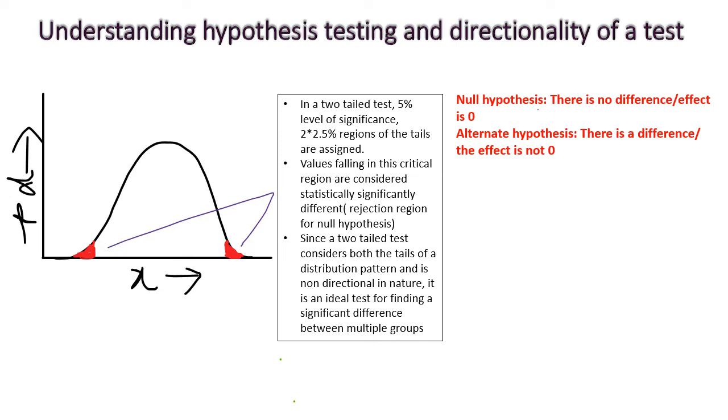So for these tests, the null hypothesis should be that there is no difference or the effect is zero, while the alternate hypothesis would be that there is an effect, or there is a difference, or the effect is not zero. But it shouldn't be that it is greater than zero or it is less than zero, because we are not checking for directionality in a two-tailed test.